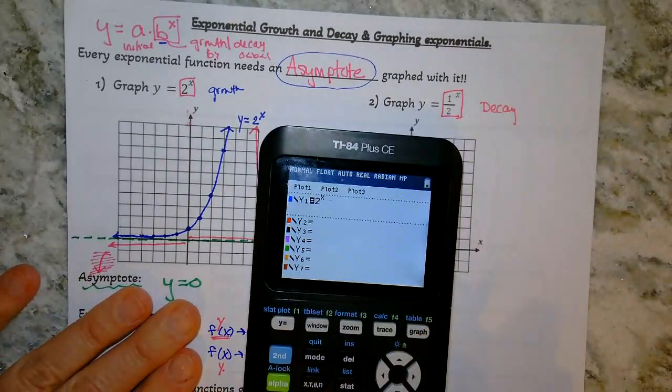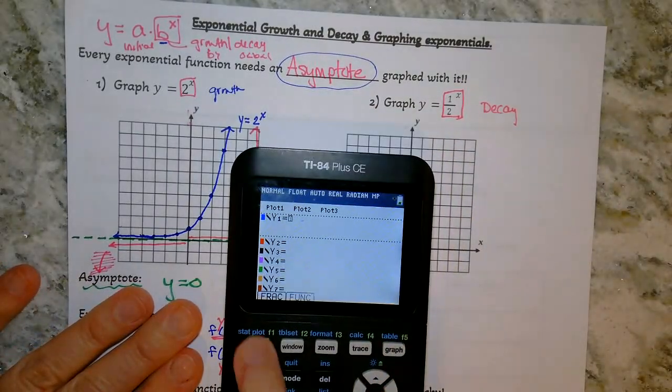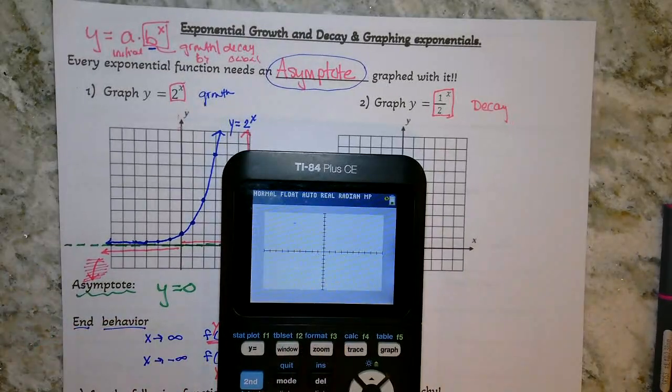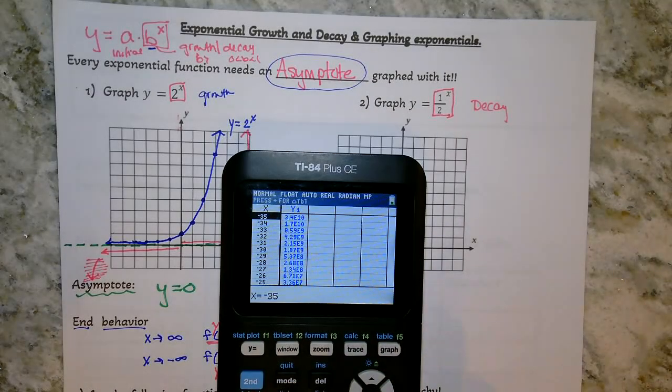So let's go to our y equals, clear that out, and we can use our fraction tool, 1/2 raised to the x. Again, a zoom 6 will show us what the graph should look like when we get it on paper. Just as we suspected, it's decay, it's going down. And we're going to do the same thing. We're going to graph that out.